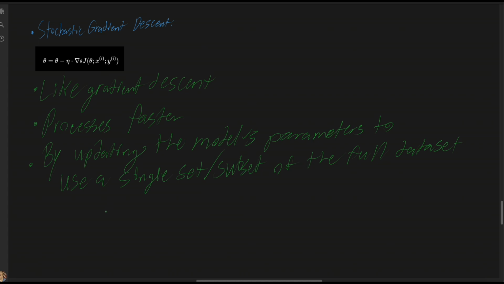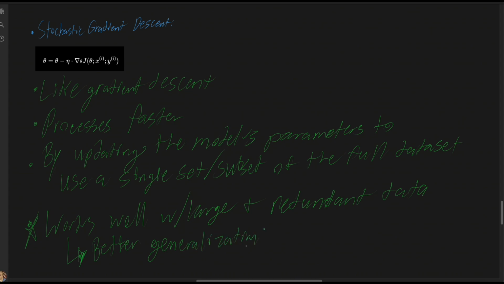Stochastic gradient descent works well when the dataset is large and redundant, as the noisy steps can help to escape local minima, possibly leading to better generalization of unseen data.